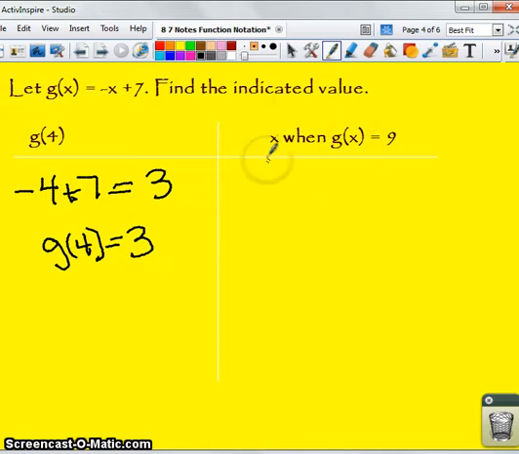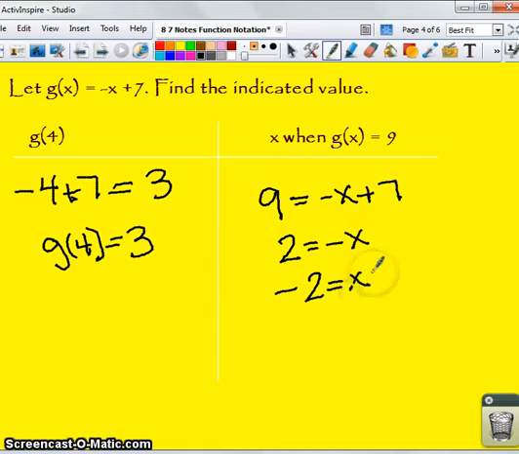Now over here, it's kind of like that challenge problem that we just saw. It says we need to find x when we are given g of x equal to 9. So we're going to plug 9 in for g of x and find out what x value makes this true. So here we have addition going on, so we're going to subtract 7 over, and we're going to get 2 equals negative x. We want x to be by itself and get rid of that negative sign in front of it. So to do that, we're going to divide by negative 1 on both sides. So negative 2 is the x value that gives us g of x equals 9.